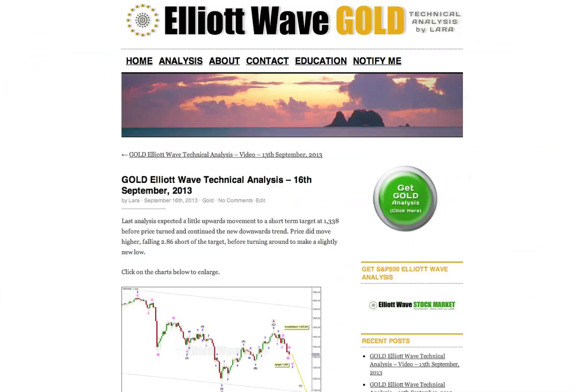So in my last analysis, I expected a little bit of upwards movement to 1338 before price turned around and continued downwards. It did move higher, falling 86 cents short of the target, and it turned around and moved to a slight new low. I have 2 hourly wave counts for you today. They're both expecting at least a little bit more upwards movement, and then again price should turn around and move lower.